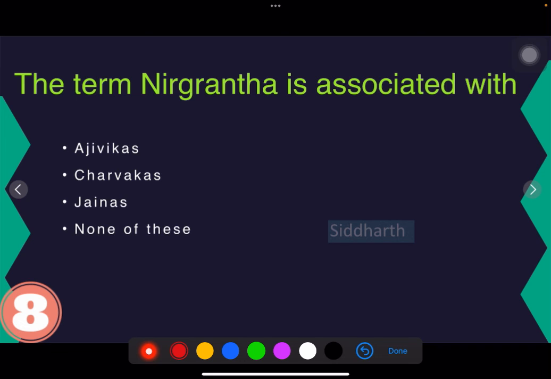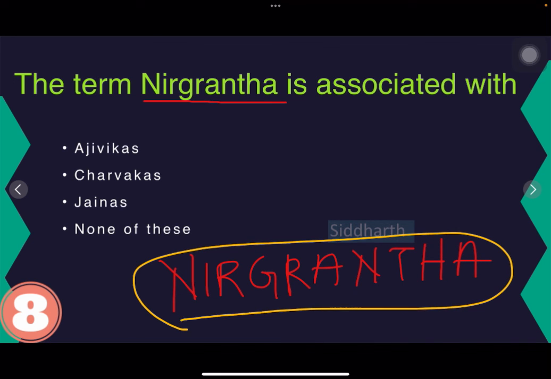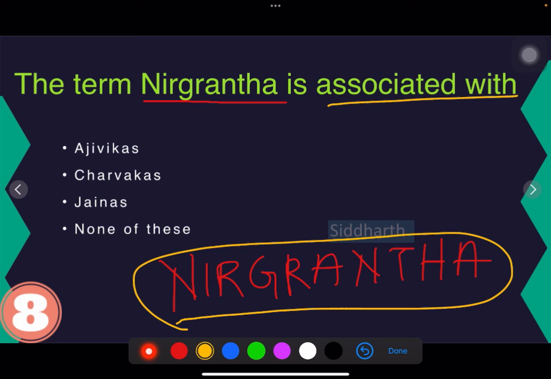The term Nirgrantha. I repeat, the term Nirgrantha is associated with Ajivikas, Charvakas, Jainas, or none of these. Find the answer. I'll start the timer now.